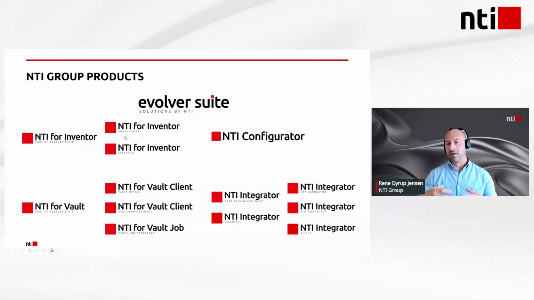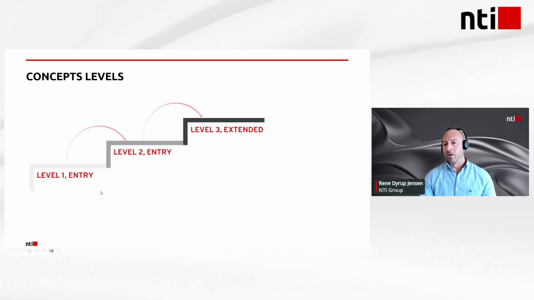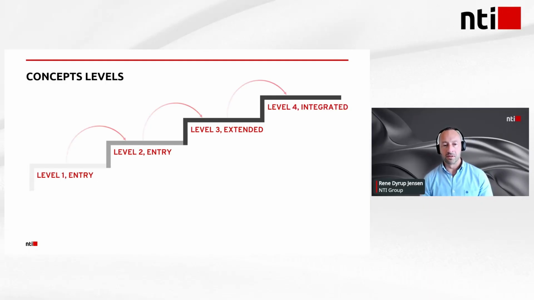So this is how the product landscape of Evolver Suite looks. And with all of those products and the Autodesk ecosystem, we can actually provide a lot of different solution levels. So this is just 4 random levels where on the first 2 steps you could have what we could consider entry levels. But you could also have a more extended or integrated level.